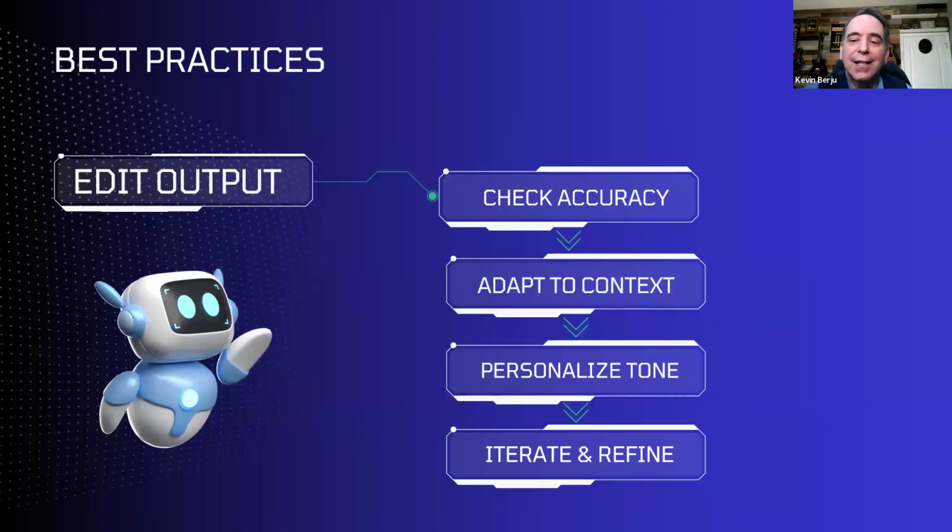Review, adapt to context. So consider the context of the conversation and adjust the response accordingly. Personalize the tone. Adjust the tone to match your desired style. It can be formal, it can be informal, professional, relaxed, whatever you're looking for. And iterate and refine. Review the response to see if it meets your needs.